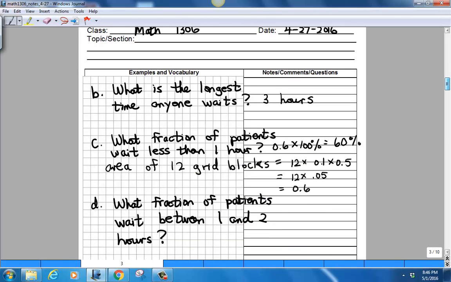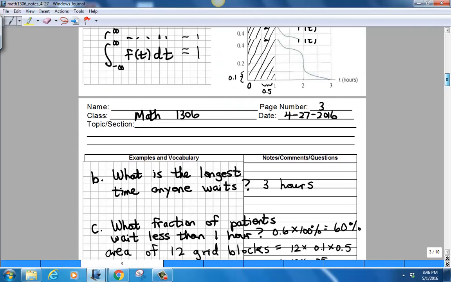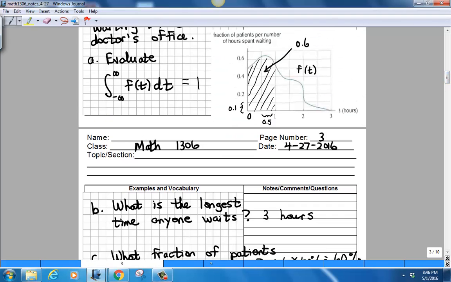Let's try another example. From this same problem, from this same density function, what fraction of patients wait between 1 and 2 hours? We're going to go through exactly the same process. So that's going to be this area between 1 and 2, right? Again, I can eyeball that and make a rough stab at what that area is, because I know the total area under the curve is 1.